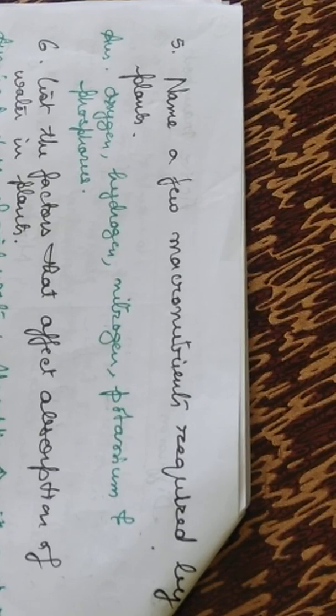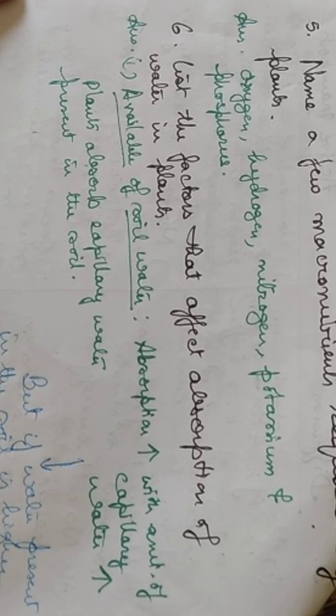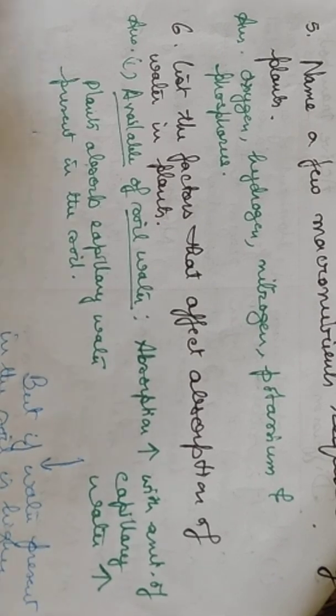Next is name a few macronutrients required by the plants: oxygen, hydrogen, nitrogen, potassium and phosphorus. Okay. Next is list the factors that affect absorption of water in plants. First is availability of soil water. How much capillary water is present in the soil.